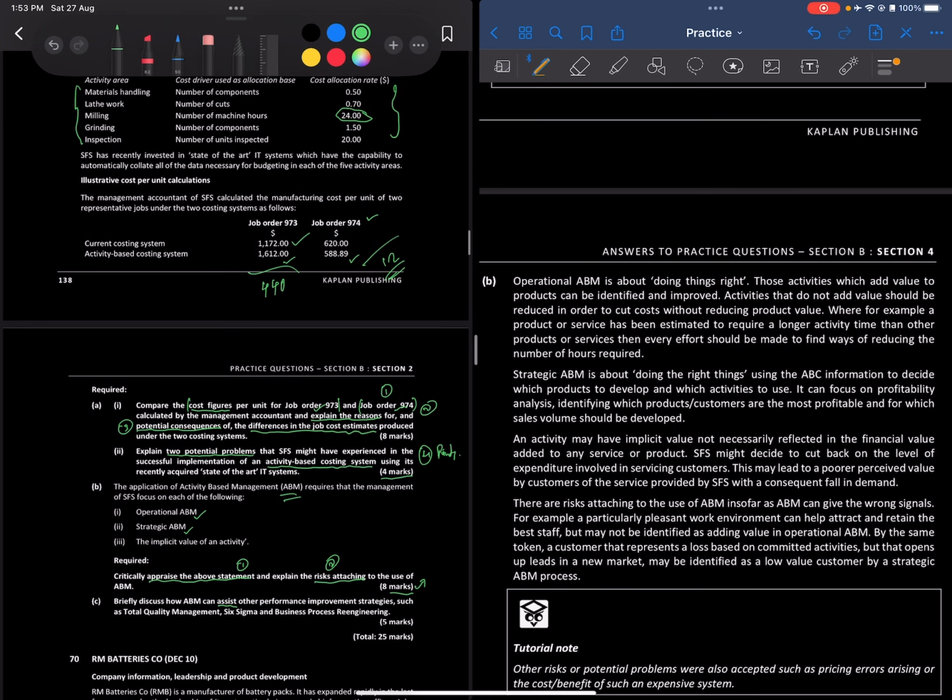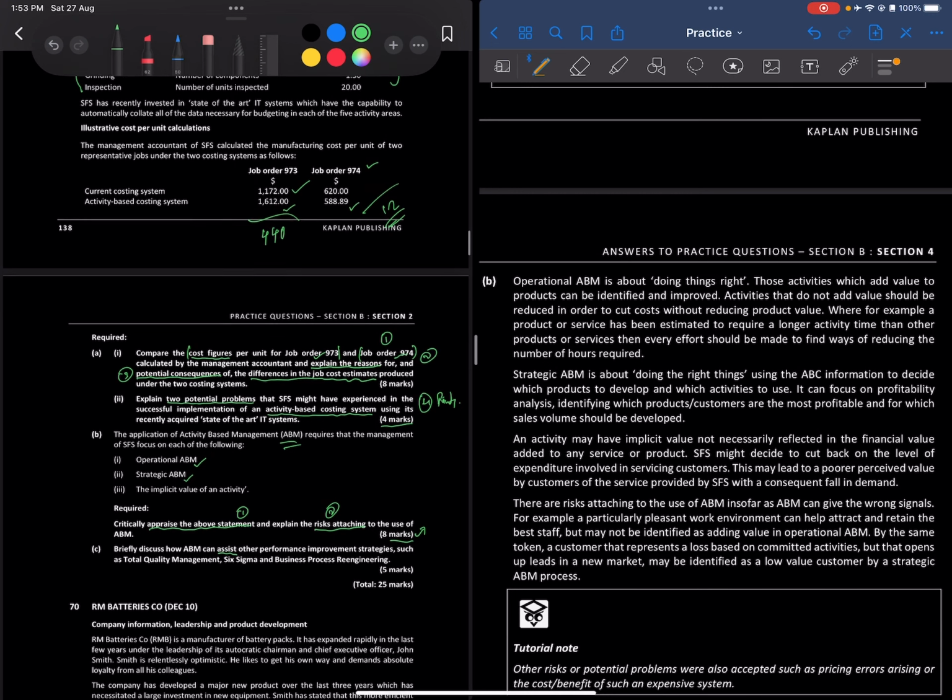So it's always a good strategy to divide the marks. The question says: application of ABM requires the management of SFS to focus on each of the following. Appraise the above statement and explain the risks attaching to the use of ABM. So basically we can say 2 marks for operational, 2 marks for strategy, 2 marks for implicit value, and then 2 marks for risks.